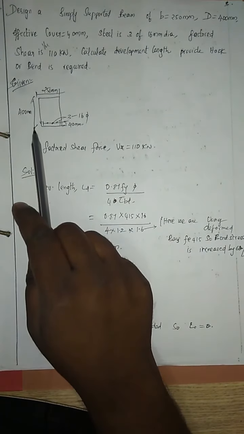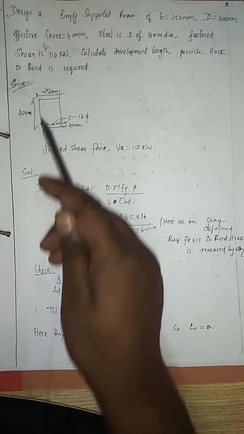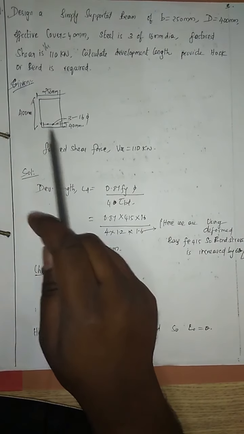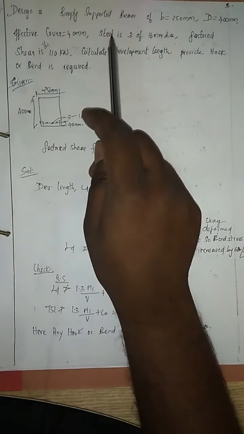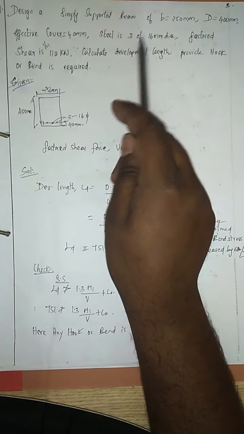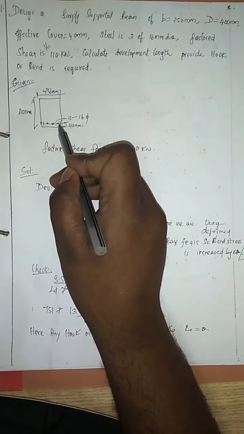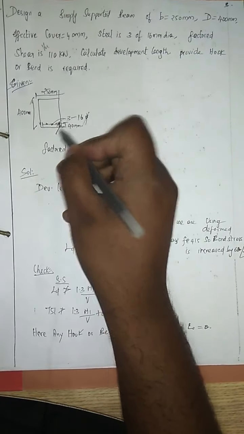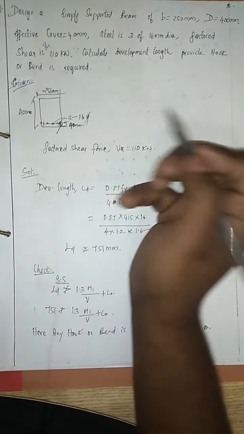What is the overall depth of the beam? Overall depth is from the top to the bottom of the concrete. So that is 400 mm. Next, diameter of bars. There are 3 bars of 16 mm diameter. 1, 2, 3 bars of 16 mm dia. What is the cover? Cover provided is 40 mm.